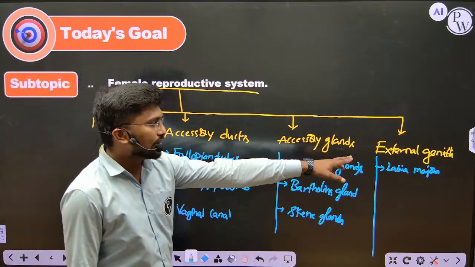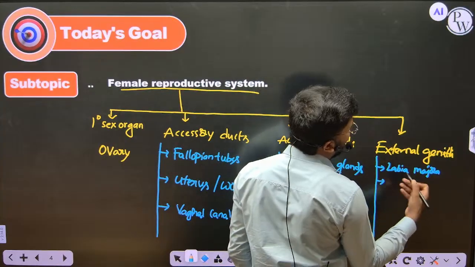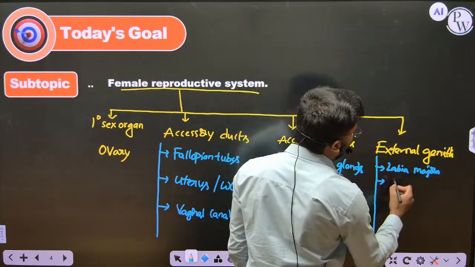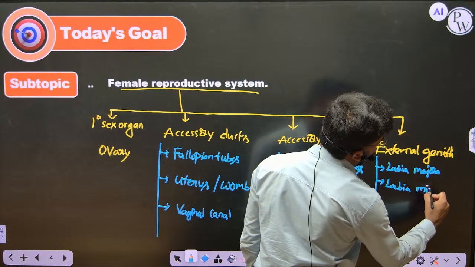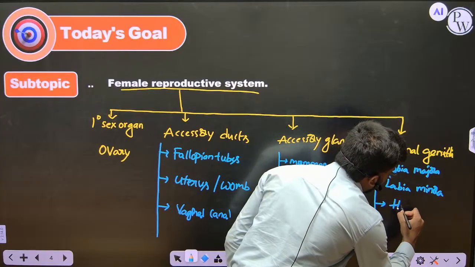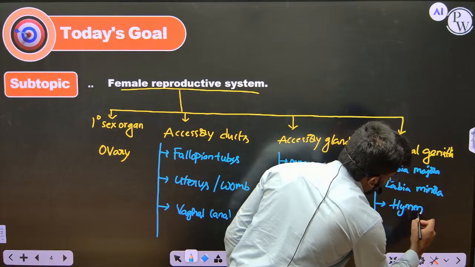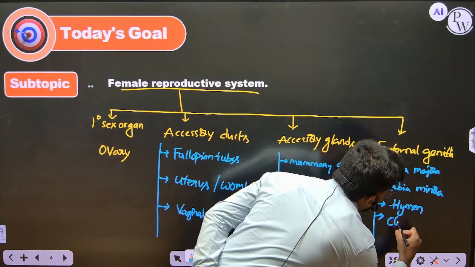So external genitalia, what comes under it? Labia majora. Labia means lip. Labia majora, labia minora, hymen, and clitoris.